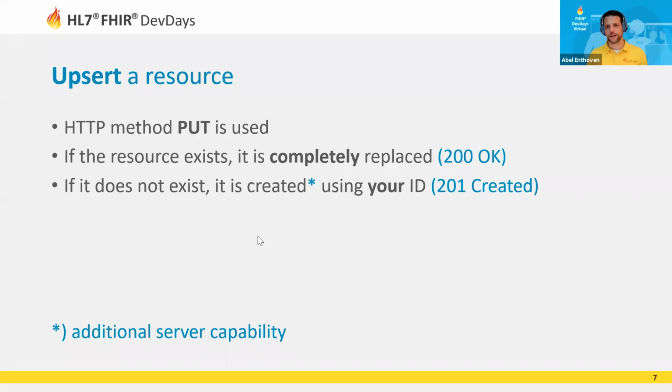If it exists, it's completely replaced, and you get an OK back. If it does not exist, it is created, and it uses your ID, the ID that you supply. So that's also a difference from the post. You can supply your own ID in this case.